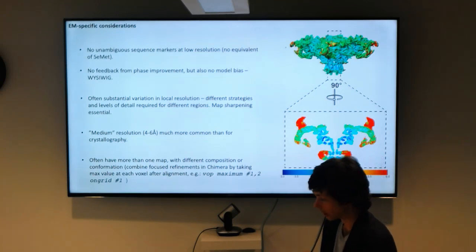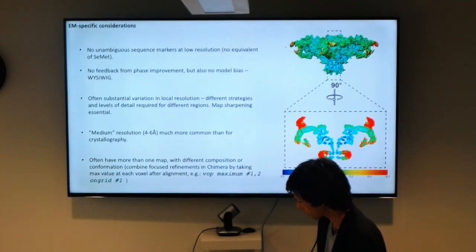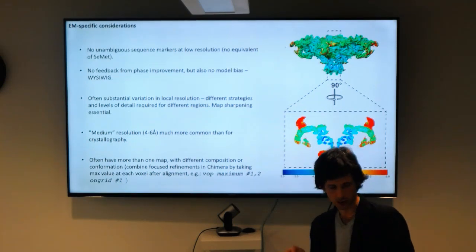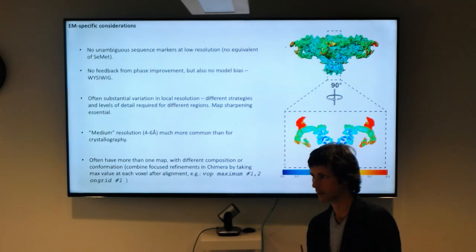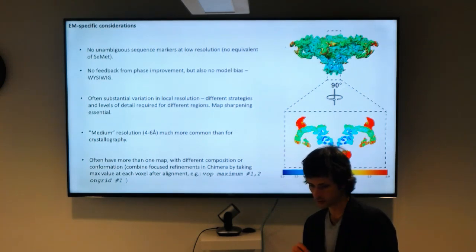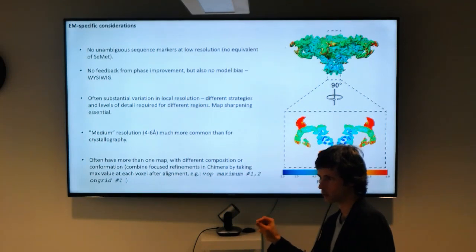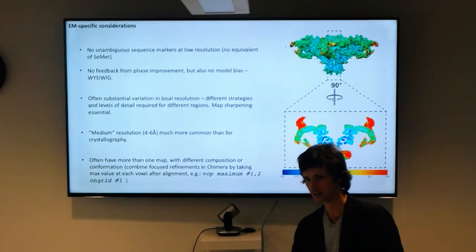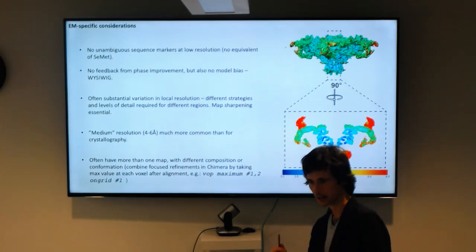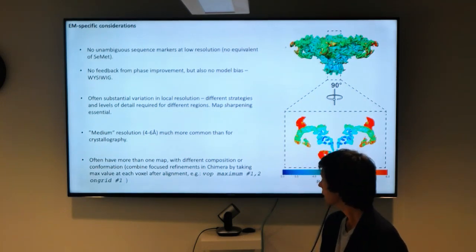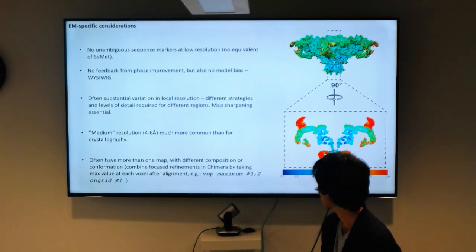If you're going to take that approach, the approach that I've found really useful is, if you have separate focused refinements and you want to combine them into a single map, I would recommend taking the maximum value at each voxel between the different maps that you want to combine, as opposed to just direct averaging or masking and adding them together or whatnot. So that is, align the maps together that you want to combine, and then take the maximum value at each voxel. And you can do that in Chimera using the VOP maximum command, which I've put on the slide in case you need it.